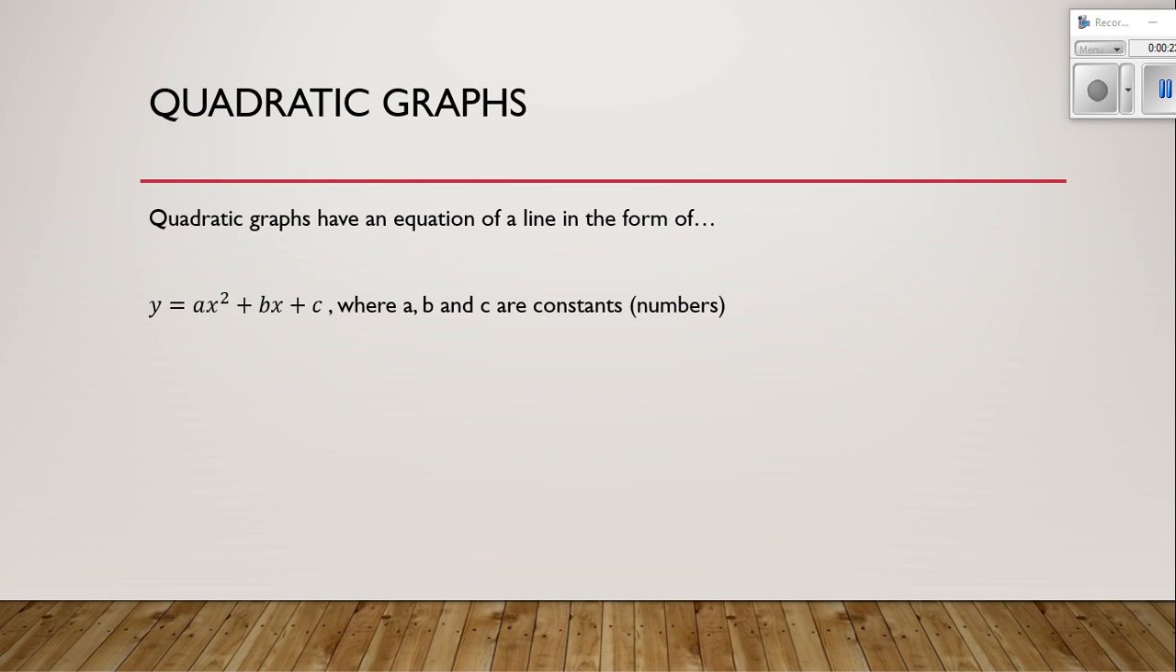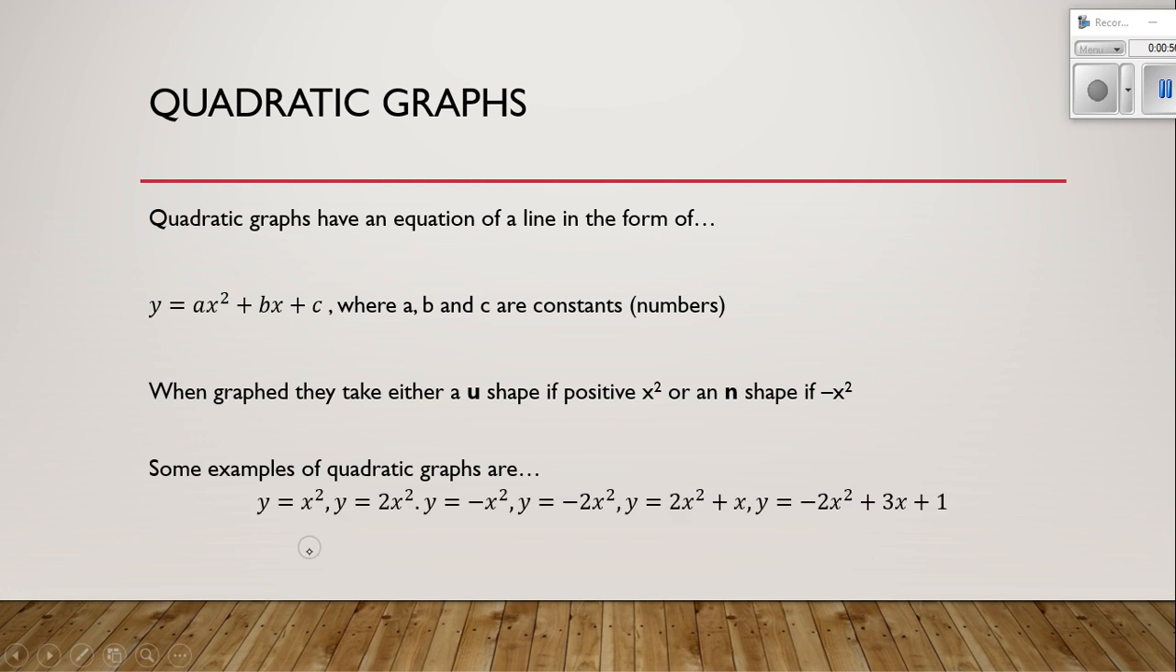They're just numbers. So the easiest one we could have is where a is 1, b is 0, and c is 0. So we get y equals x squared, and that's our most basic graph that most people start with. When we plot them, they're going to be a U shape, so they'll have a minimum at the bottom of the U if it's positive x squared, or an N shape if it's negative x squared. You'll see what it looks like when we start plotting them.